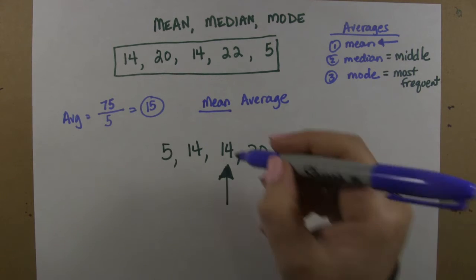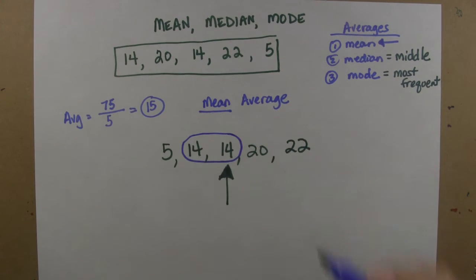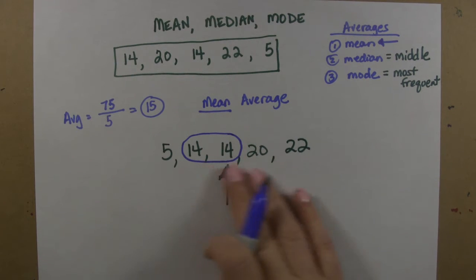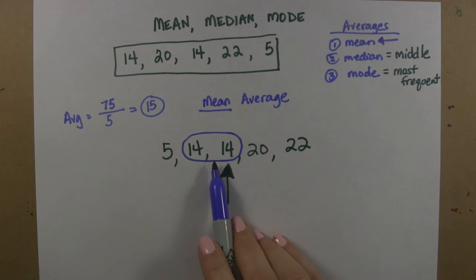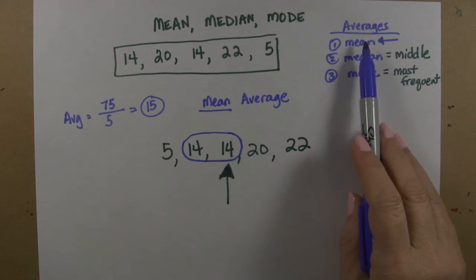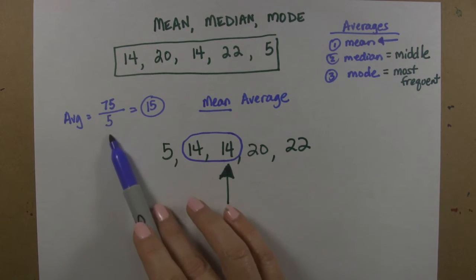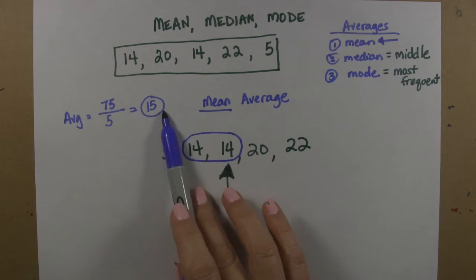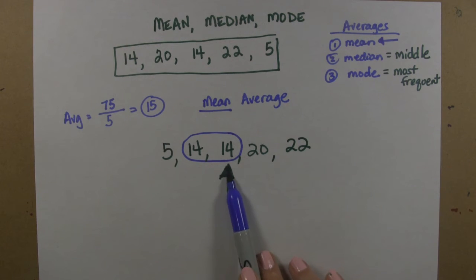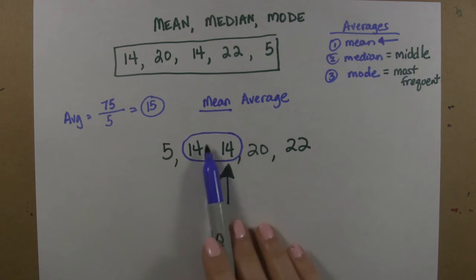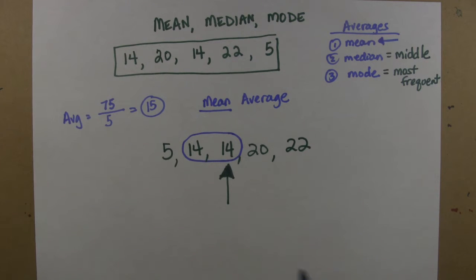And the mode is the most frequent. So looking at these numbers, you could see that 14 happens 2 times. Everything else just happens 1. So 14 is our mode. Okay, so again, the mean is the regular average that we've been calculating. Add them up, divide by the number of terms. The median is the middle, and the mode is the most frequent. Okay, so that's pretty easy, right?